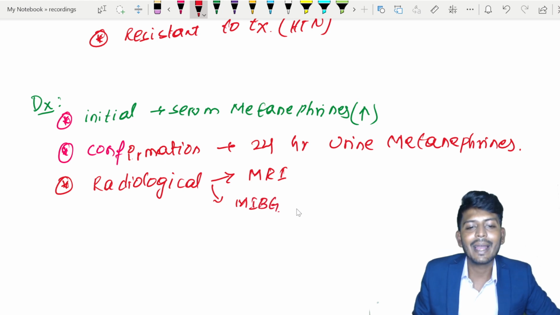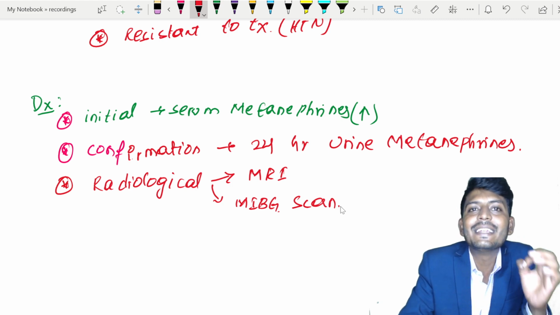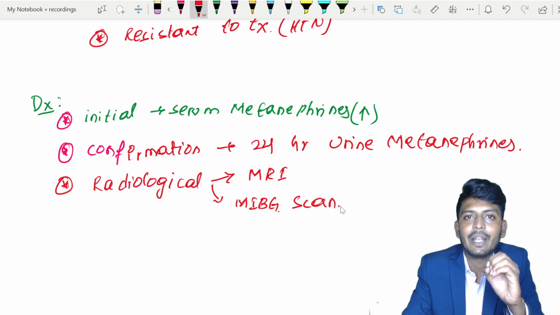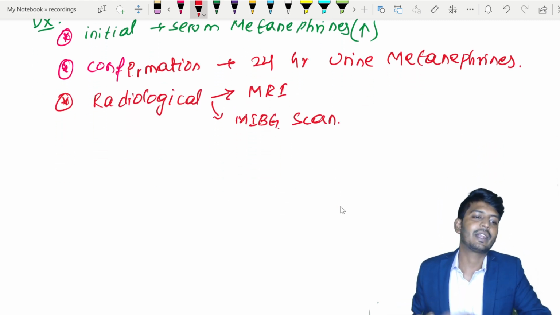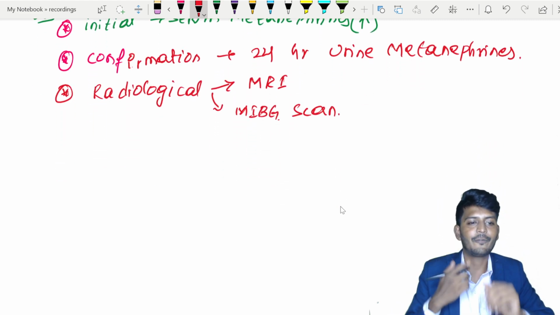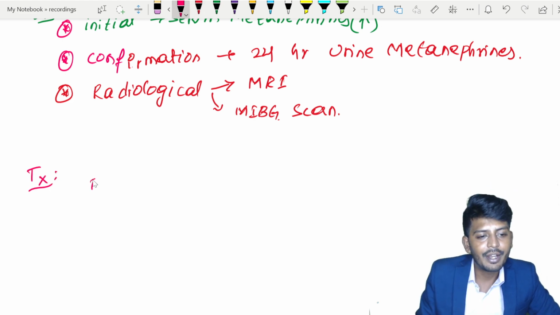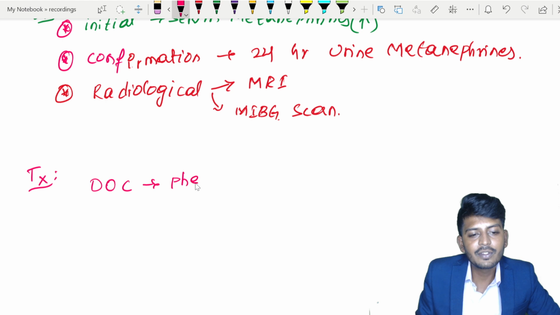What is a MIBG scan? It is a type of scintigraphic technique which is used for diagnosing pheochromocytoma. Apart from this, the next important aspect: once we have found this, the treatment. The first and most important, the drug of choice. What is the best drug which we can use? The drug of choice is phenoxybenzamine.